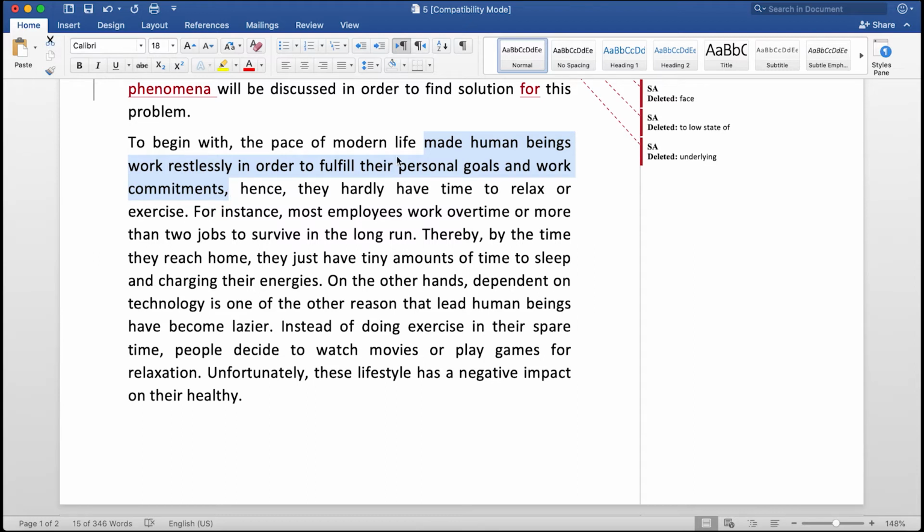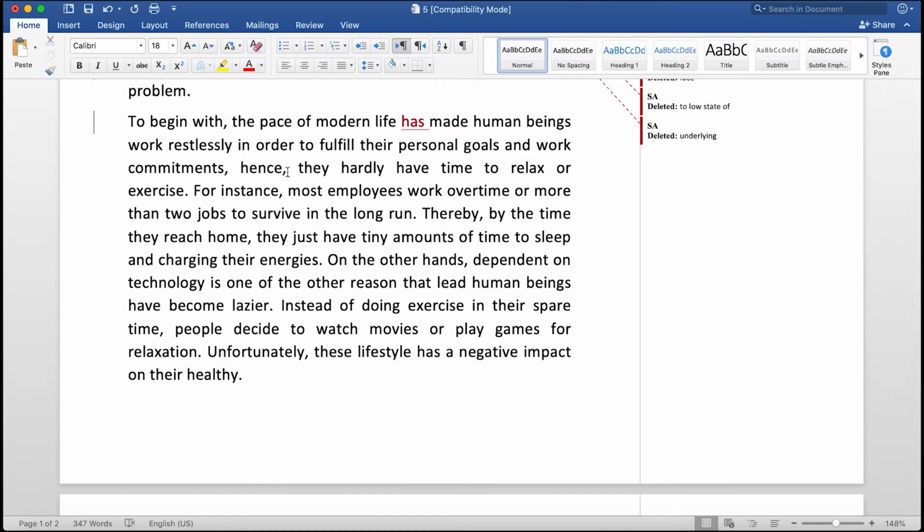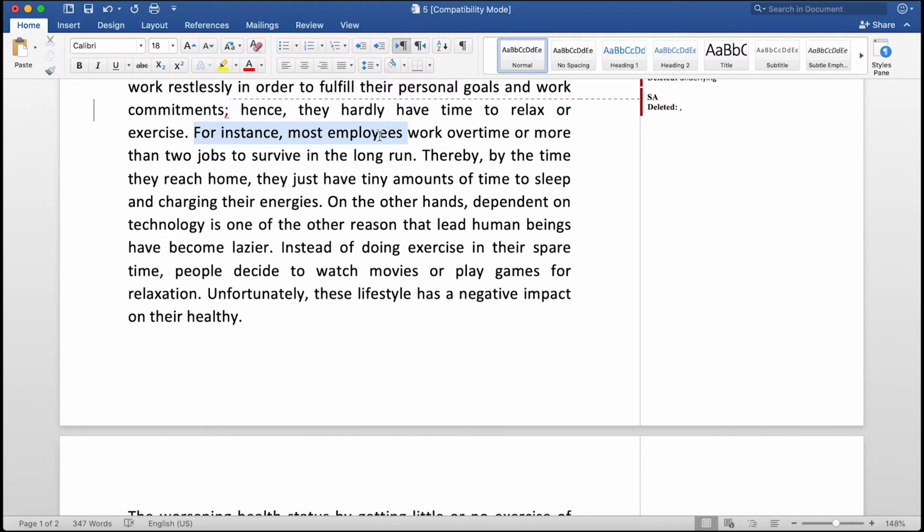So the pace of modern life made, I think we have to go with present perfect again. The pace of modern life has made human beings work restlessly in order to fulfill their personal goals and work commitments. Hence, okay, so you need a semicolon here, hence comes after it, because this is a new sentence, guys, and you can't just leave a comma. So, hence, they hardly have time to relax or exercise. Okay, fine. For instance, most employees work overtime or more than 2 jobs to survive in the long run.